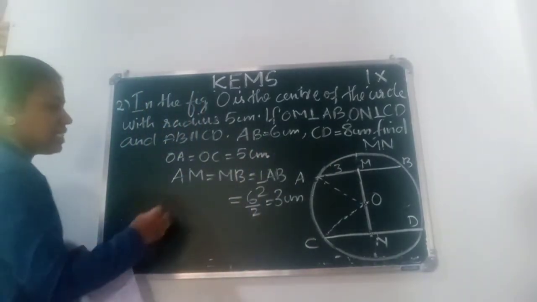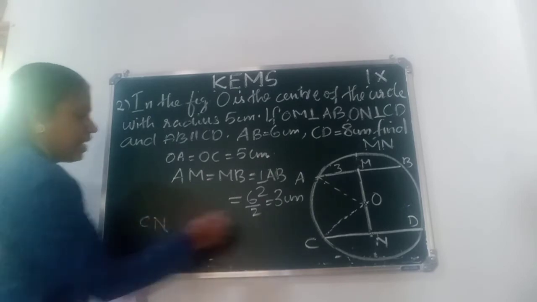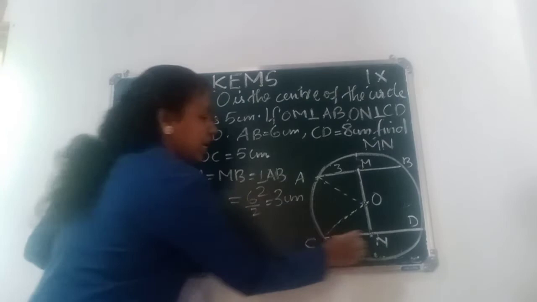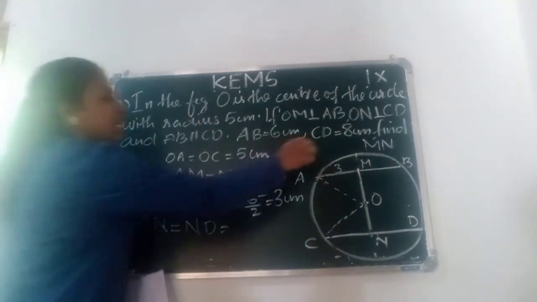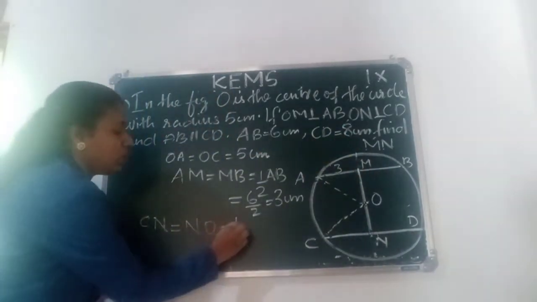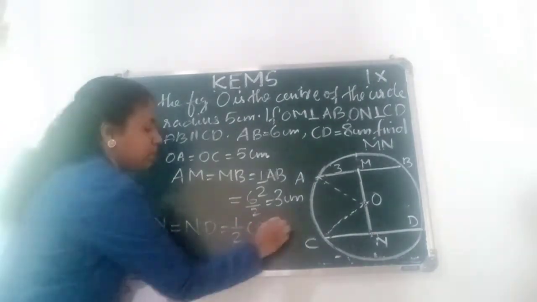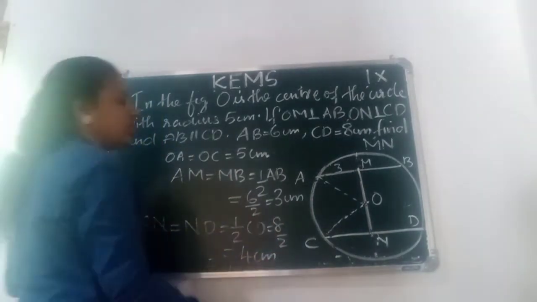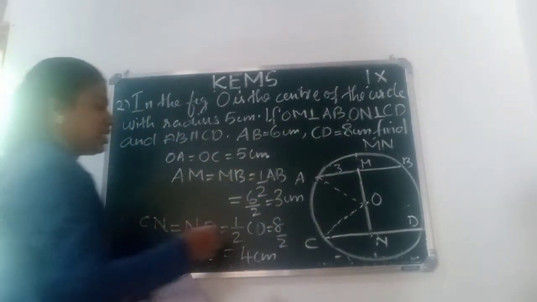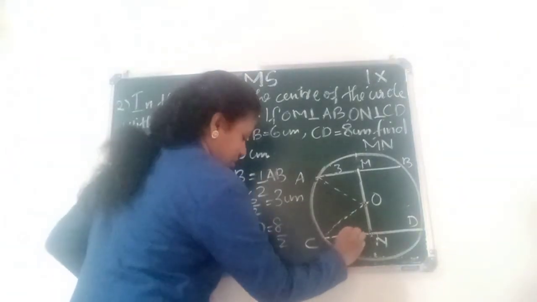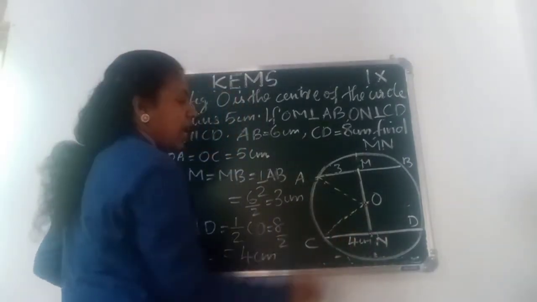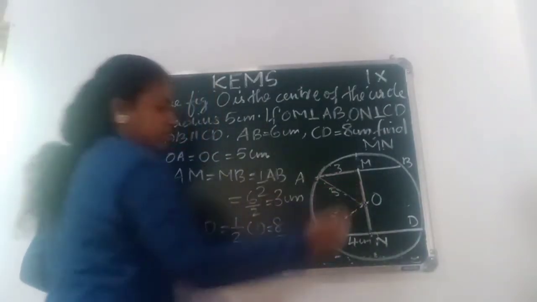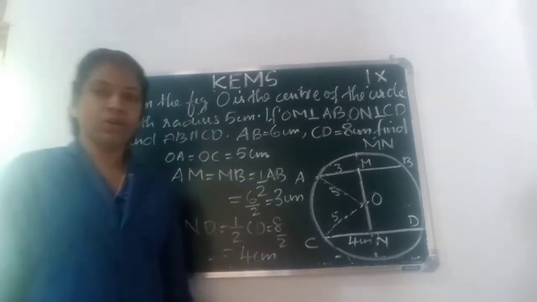Now what is CN? CN equals ND, both are equal in length. It is given CD length is 8, so half of CD is 8 by 2, that is 4 centimeter. So AM equals 3 centimeter, CN equals 4 centimeter, and this is the radius. Radius equals 5 centimeter. Both radii are equal.